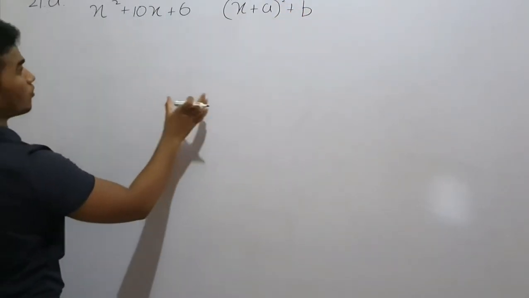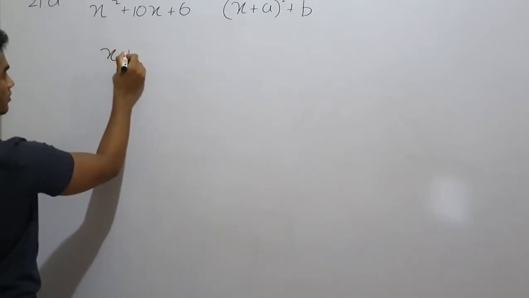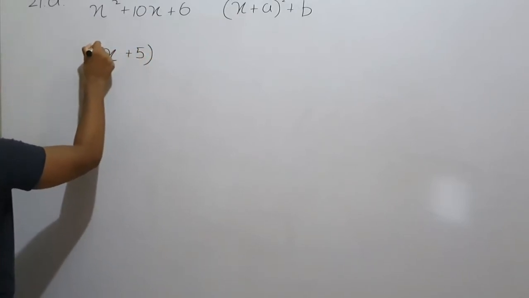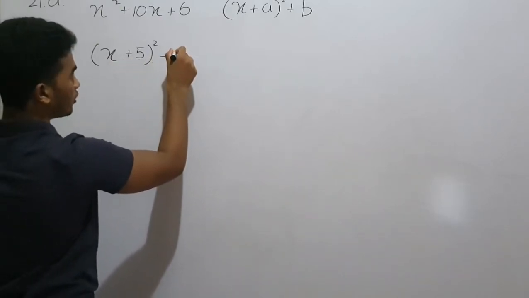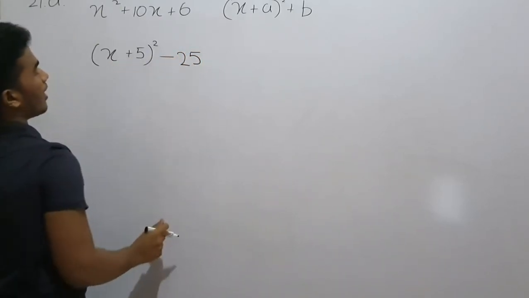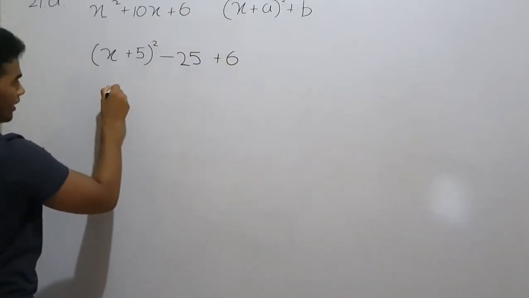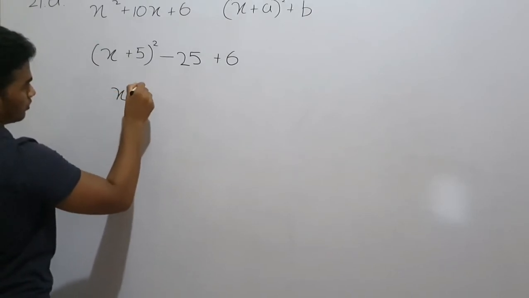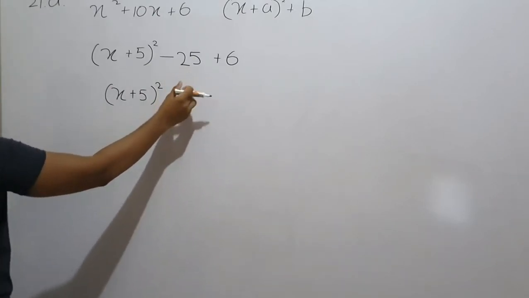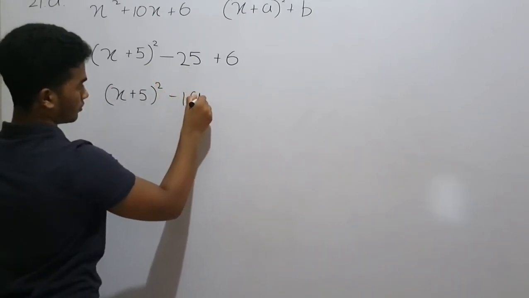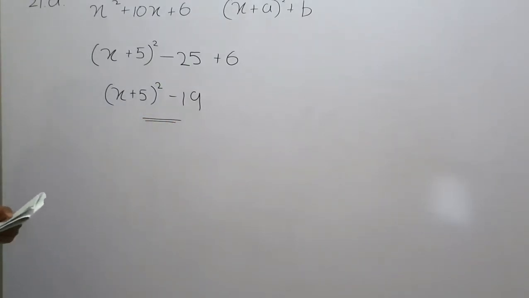So now what you should do is write x plus half of this, which is 5, whole thing squared, put minus and square this, 25, and write the remaining 6. So (x plus 5) whole squared minus 25 plus 6 is minus 19. So this is our final expression.